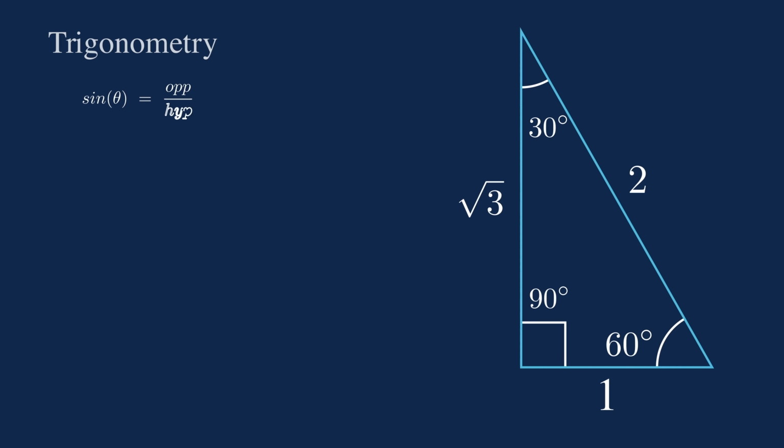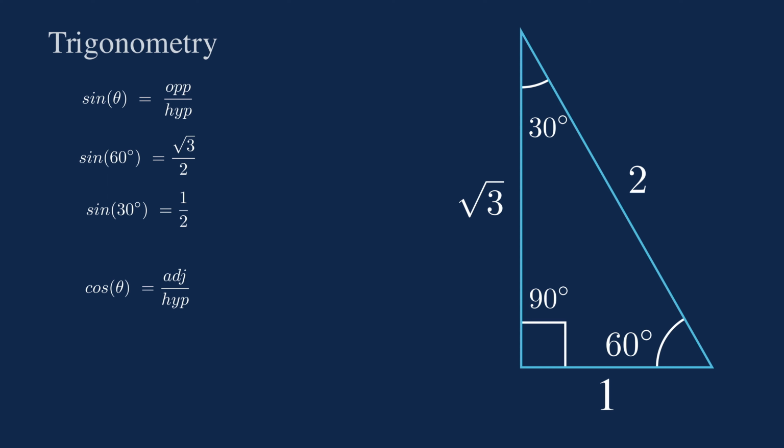If you recall from geometry, we can use multiple ratios to represent the relationships of angles to sides. Sine of an angle, for example, is the ratio of the opposite side to the hypotenuse. Sine of 60 degrees is the square root of 3 over 2, since the square root of 3 is on the opposite side to 60 degrees and 2 is our hypotenuse. Following this logic, sine of 30 degrees is 1 over 2, or 1/2.